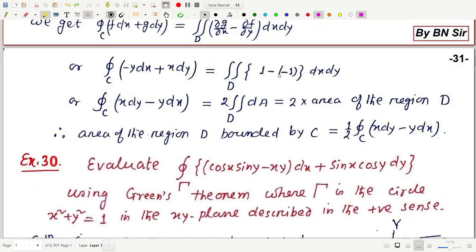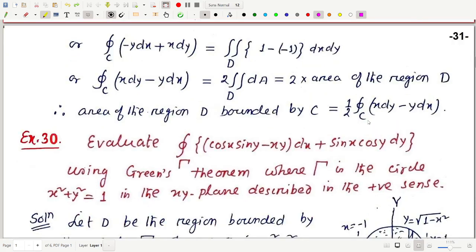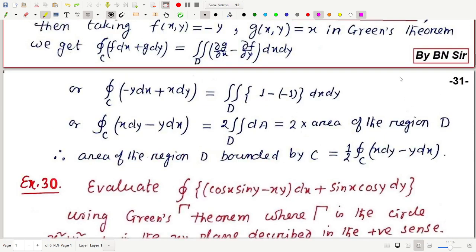So line integral over C, the integrand is here x dy minus y dx, and right side is 2 taken out, dA, double integration over the region D, the function here is 1, so it is the area of the region D, double integration dx dy or double integration dA, it's simply dA, then it is the area of the region D. So area of the region D bounded by curve C becomes what? Half line integral x dy minus y dx over the curve C. C is the boundary of the region D.